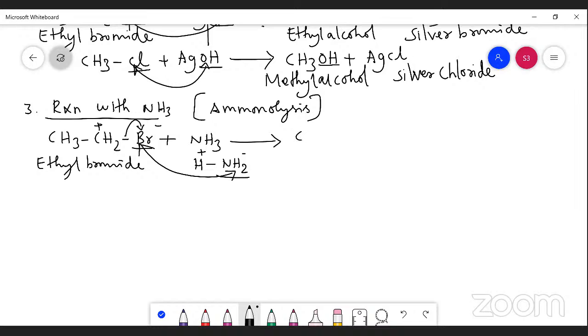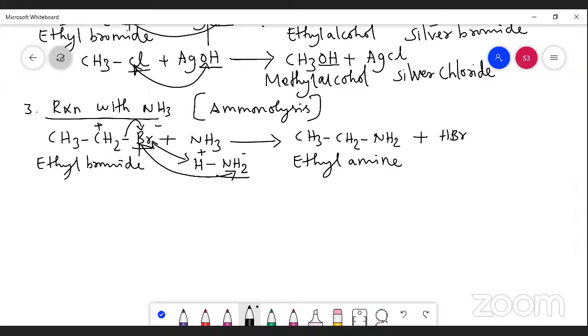Then you will get a product like this: CH3CH2 bond, the Br can be replaced by NH2. Okay, and in the same way, here the Br will be added with the H. So we'll get a side product, HBr. What is the side product? HBr. Okay. Now CH3CH2Br, that is ethyl bromide, is going to be converted into ethylamine. Why is it amine?